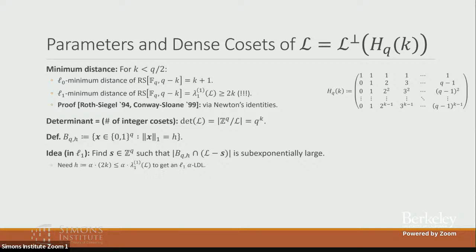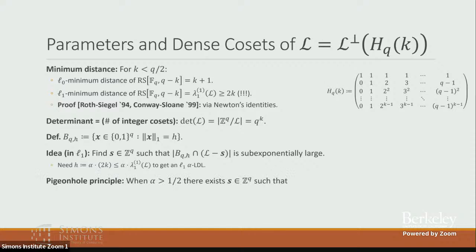For this to work, to get alpha local density, we need to have H parameterized in this way. We need H to be less than alpha lambda 1. So let's set it equal to alpha times 2k.